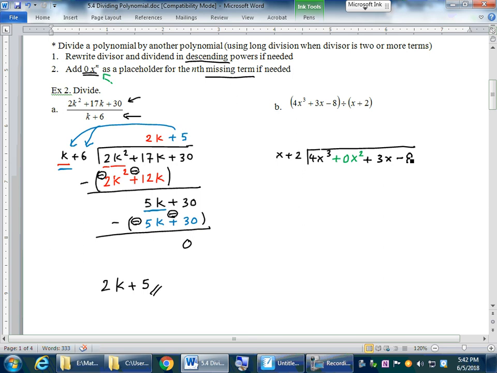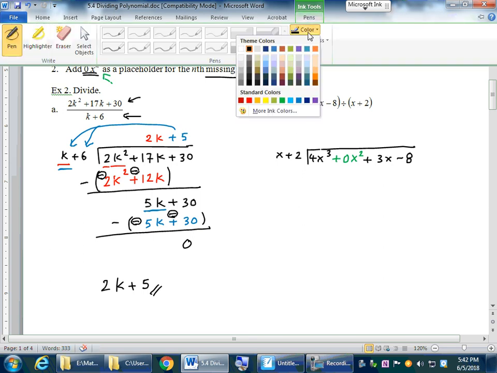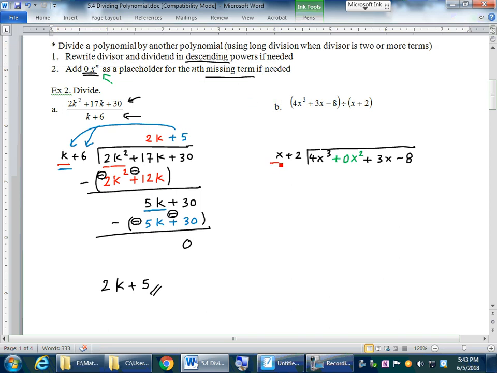And we're going to do the exact same process as before, which is to start by the first term, and ask how many times it goes into the first term. So I have to ask, x times what gives me exactly 4x to the third?